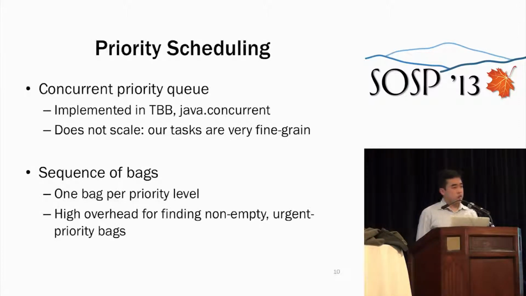So I mentioned before in my description of SSSP, the best algorithms for solving this problem require priorities. So what is one way of implementing priorities? We can use a concurrent priority queue. These are widely available, but in our experience, they don't scale very well because of the overheads of using a concurrent priority queue, given that our tasks are very small, very fine-grained. Another option is to use a sequence of bags, where each bag stores work at a particular priority level. This is what's used in the delta stepping algorithm, for instance. It turns out there's a high overhead for finding non-empty urgent priority bags when one uses this data structure.